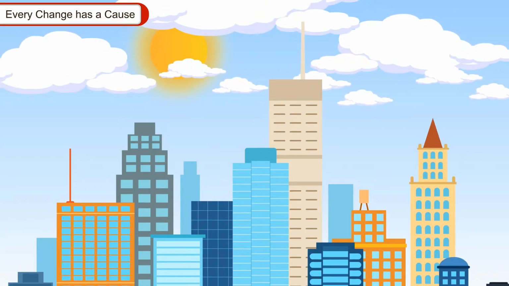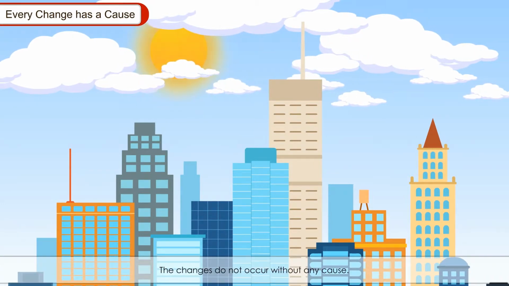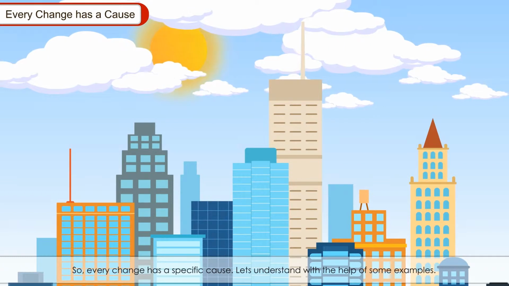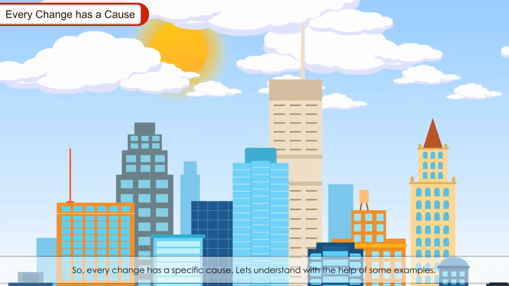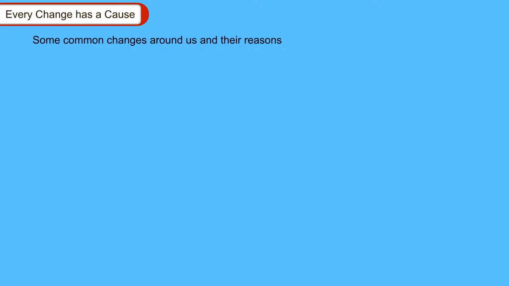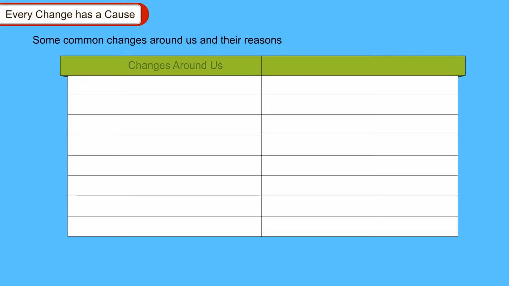Every change has a cause. The changes do not occur without any cause. So every change has a specific cause. Let's understand with the help of some examples. Some common changes around us and their reasons. Changes around us, cause of changes.